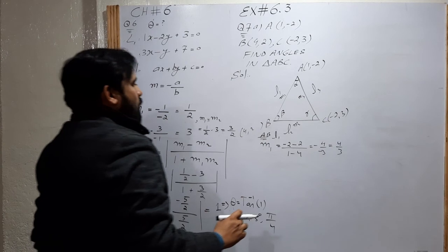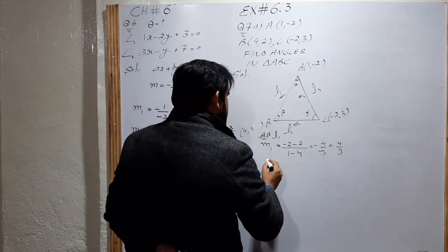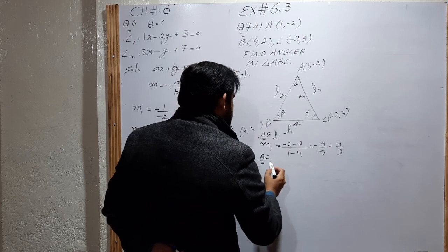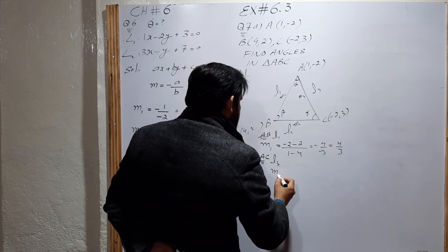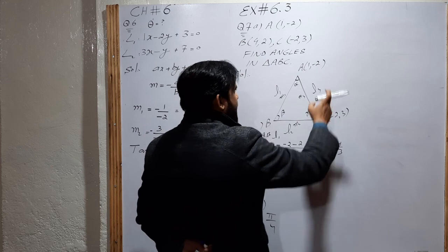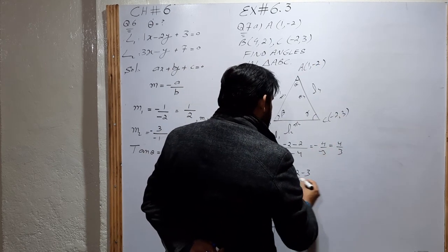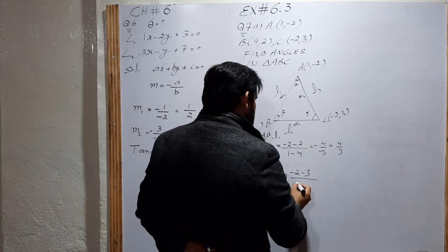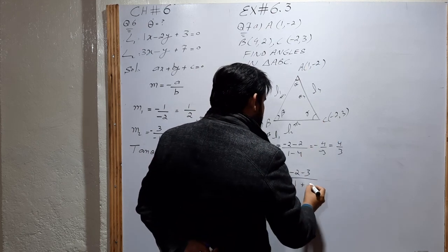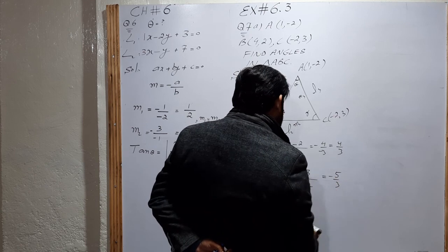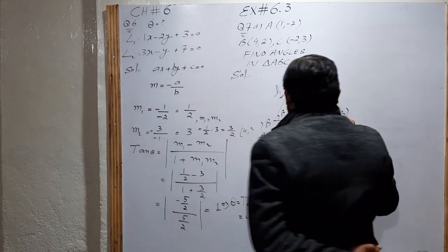Now we find the slope m3, and m3 is the slope of AC, which is line 3. So m3, in this case again, is y2, which is -2, minus y1, divided by x2 minus x1, which is +2. After simplification this is -5/3.